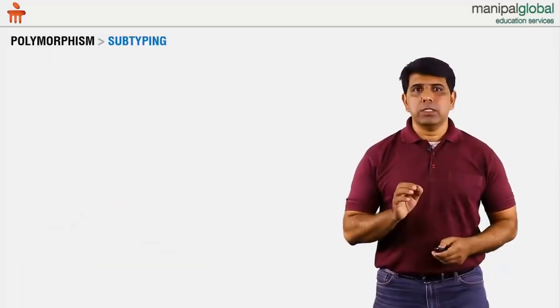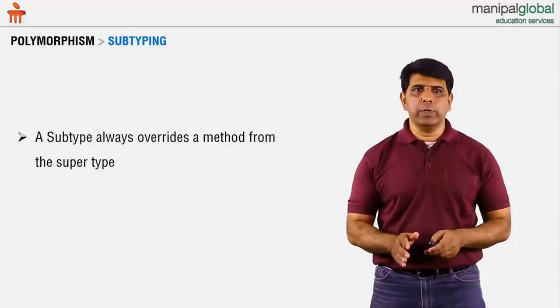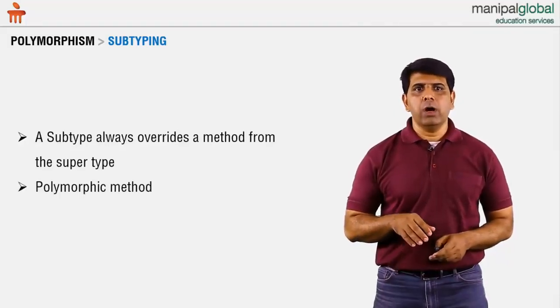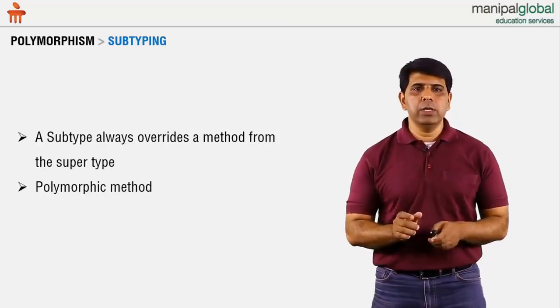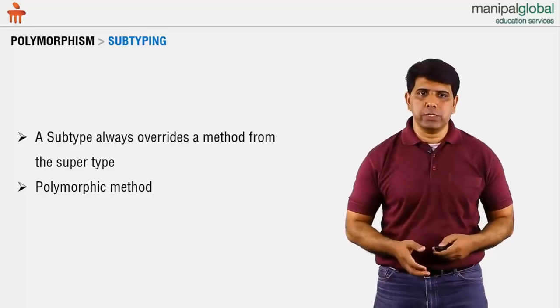Now subtyping always overrides a method from the supertype when you're talking about this kind of polymorphism. It is also known as a polymorphic method. In the example that we took, calculate area is a polymorphic method because when you call it, its behavior changes.